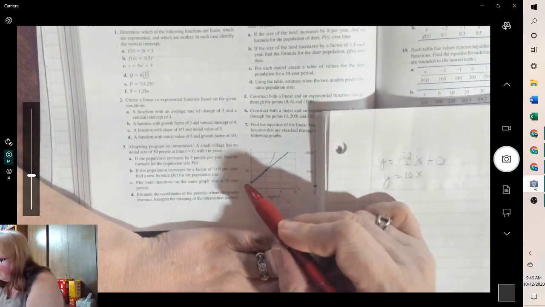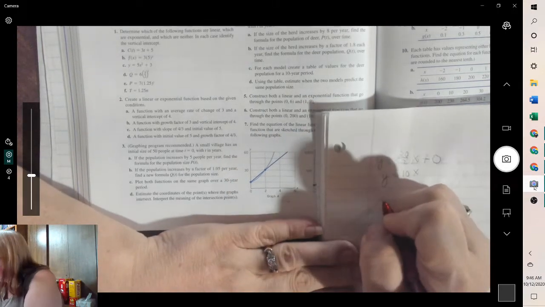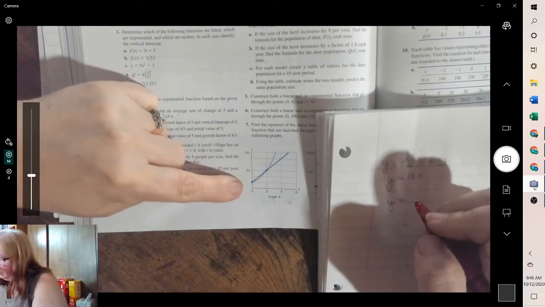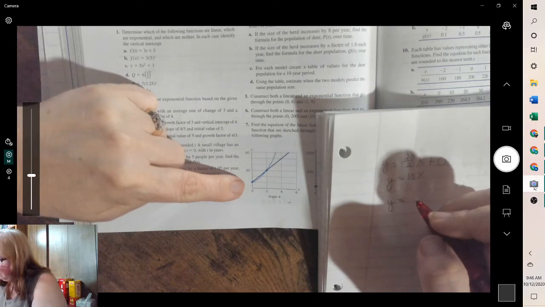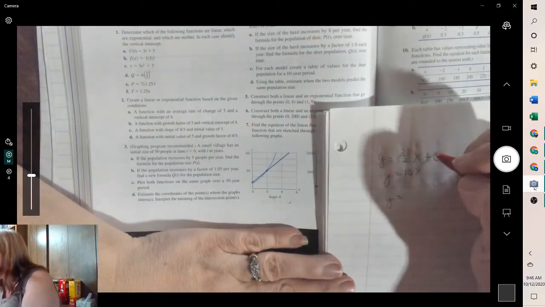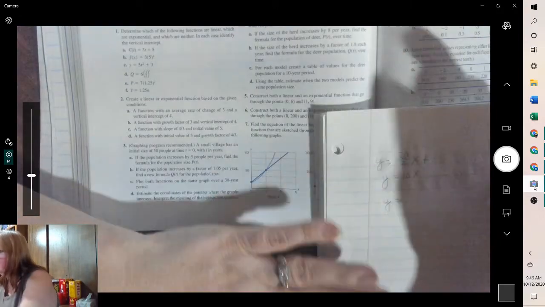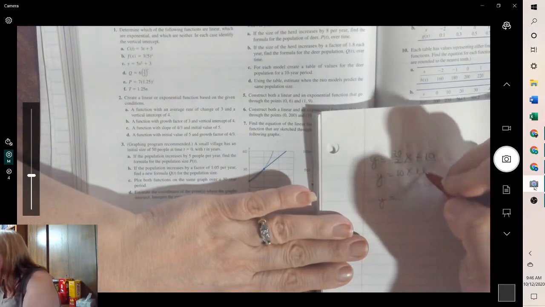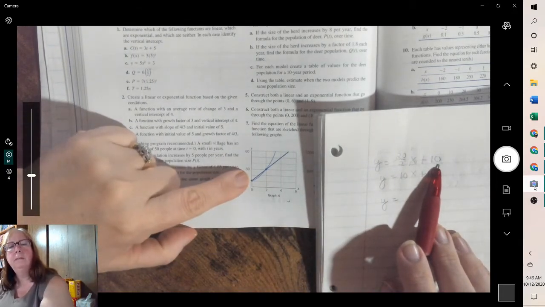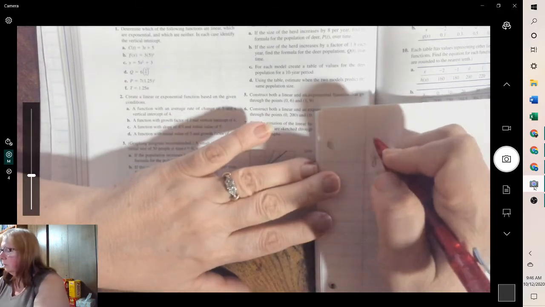The exponential, the starting amount is 0. Oh, starting amount's actually 10. So this should be a 10. Because it's starting at 10. I don't know where I was getting 0. So this is the linear.